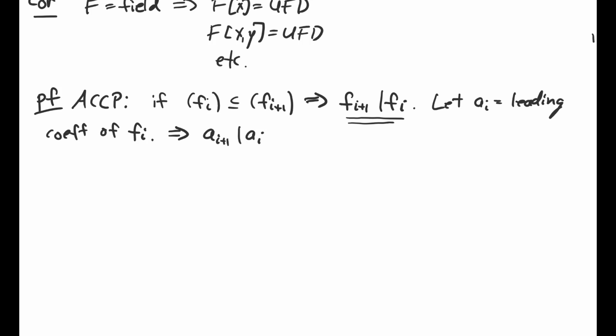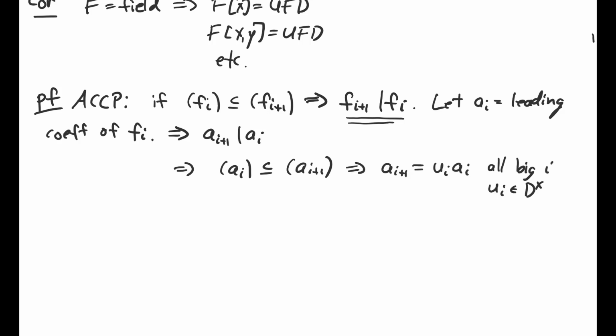But this also gives us a chain of ideals in D. But since D is a UFD, this will stabilize eventually. So stabilizing means that for big i, once you get past a certain place, a_{i+1} is a unit, u_i, times a_i. Okay, that's just the leading coefficient. So going back to this division problem here, whatever degree f_i has, only polynomials of lower or equal degree can divide it.